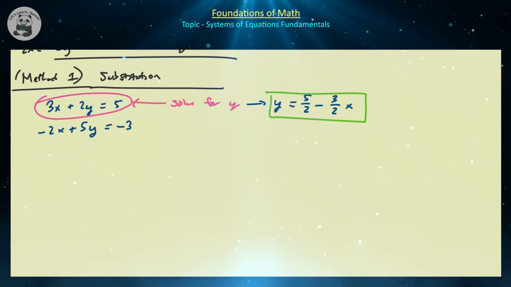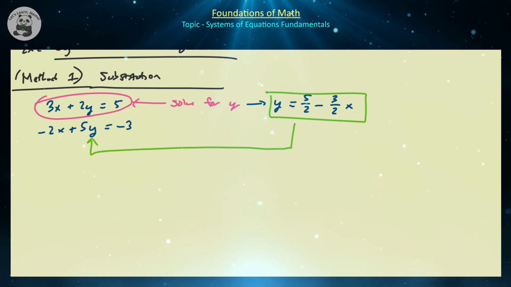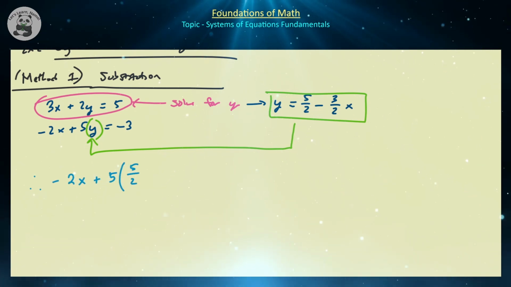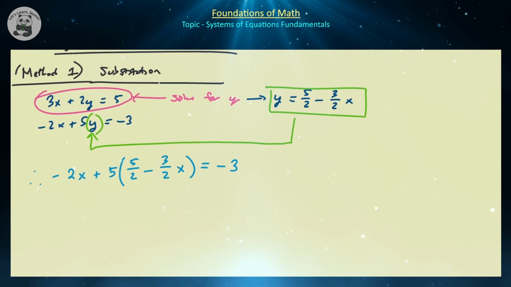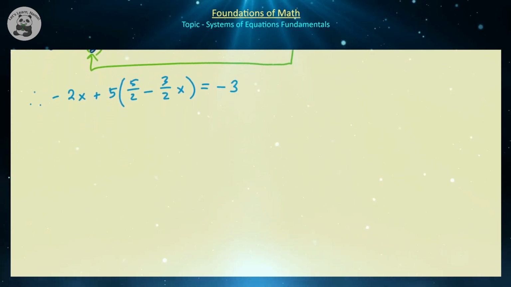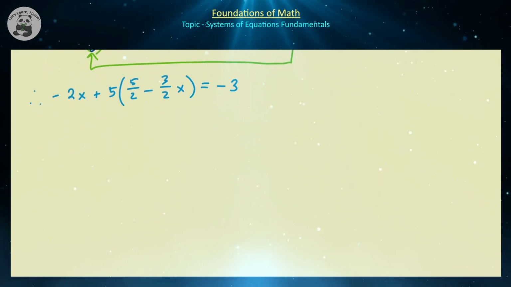Once we get this particular relation, what we're going to do is take this and substitute it in for y in the second equation. So once we have that, we're going to have minus 2x plus 5 times the quantity 5 divided by 2 minus 3 divided by 2 x, and that's going to be equal to minus 3. And notice what we have here. That is just a simple linear equation with one unknown variable, x.